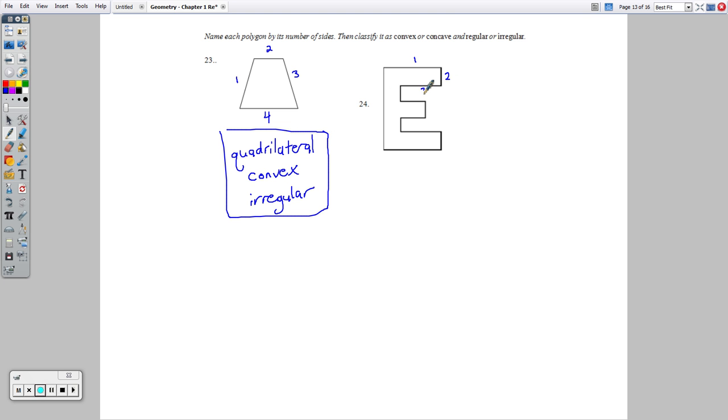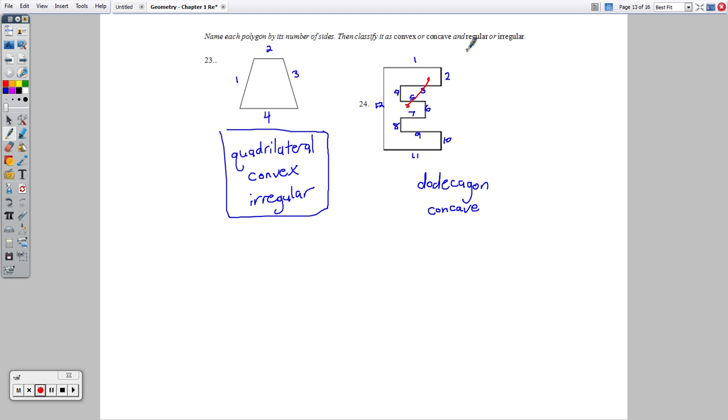Looks like we have 1, 2, 3, 4, 5, 6, 7, 8, 9, 10, 11, 12 sides right there. So our fancy name for that is a dodecagon, a 12-sided polygon. Is this convex or concave? Well, we do have caving in parts here. It is possible to pick 2 points and draw a segment where part of that segment goes outside the shape. That's a way to think about what's convex or concave. But we do have these caving in parts. You can think of it like that too.